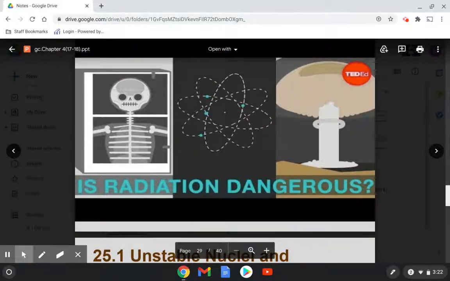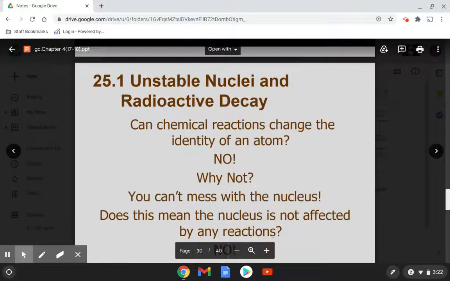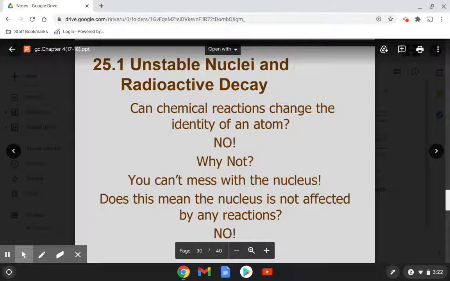Okay? And so we talk about unstable nuclei. When an atom is unstable, with a different amount in the nucleus, it's going to want to lose that energy. It's going to commence some type of radioactive decay.